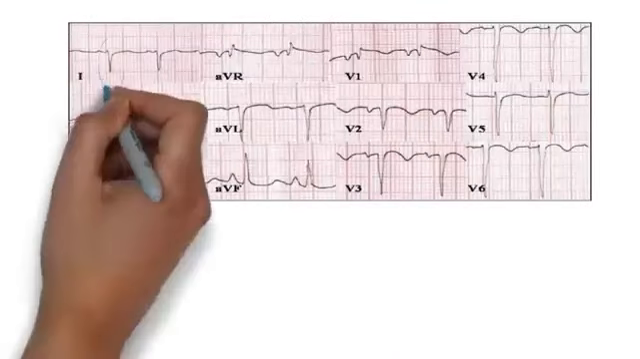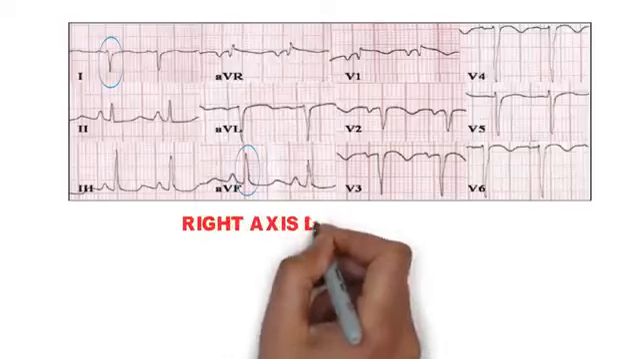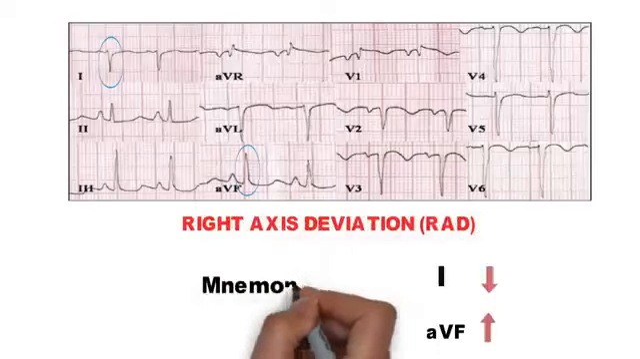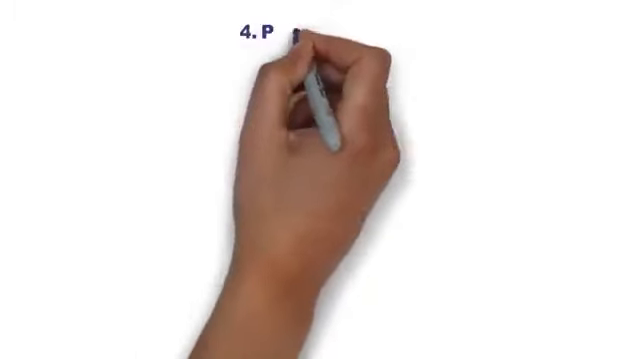Whereas in this ECG, net QRS is negative in lead 1 and positive in AVF. So this is a right axis deviation, and you can remember this by a mnemonic right returns. Step 4 is P wave.